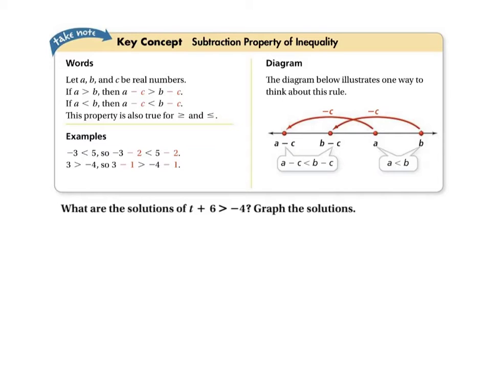Then we have the subtraction property of inequality, where if you subtract the same number from both sides, it's still a true inequality. Again, a numerical example, and then with the number line. A starts out less than B. When we subtract the same number from each of them, still less than. To solve the one that we have here, we've got t plus 6 is greater than negative 4. We're going to subtract 6 from each side of our inequality, giving us t is greater than negative 10.